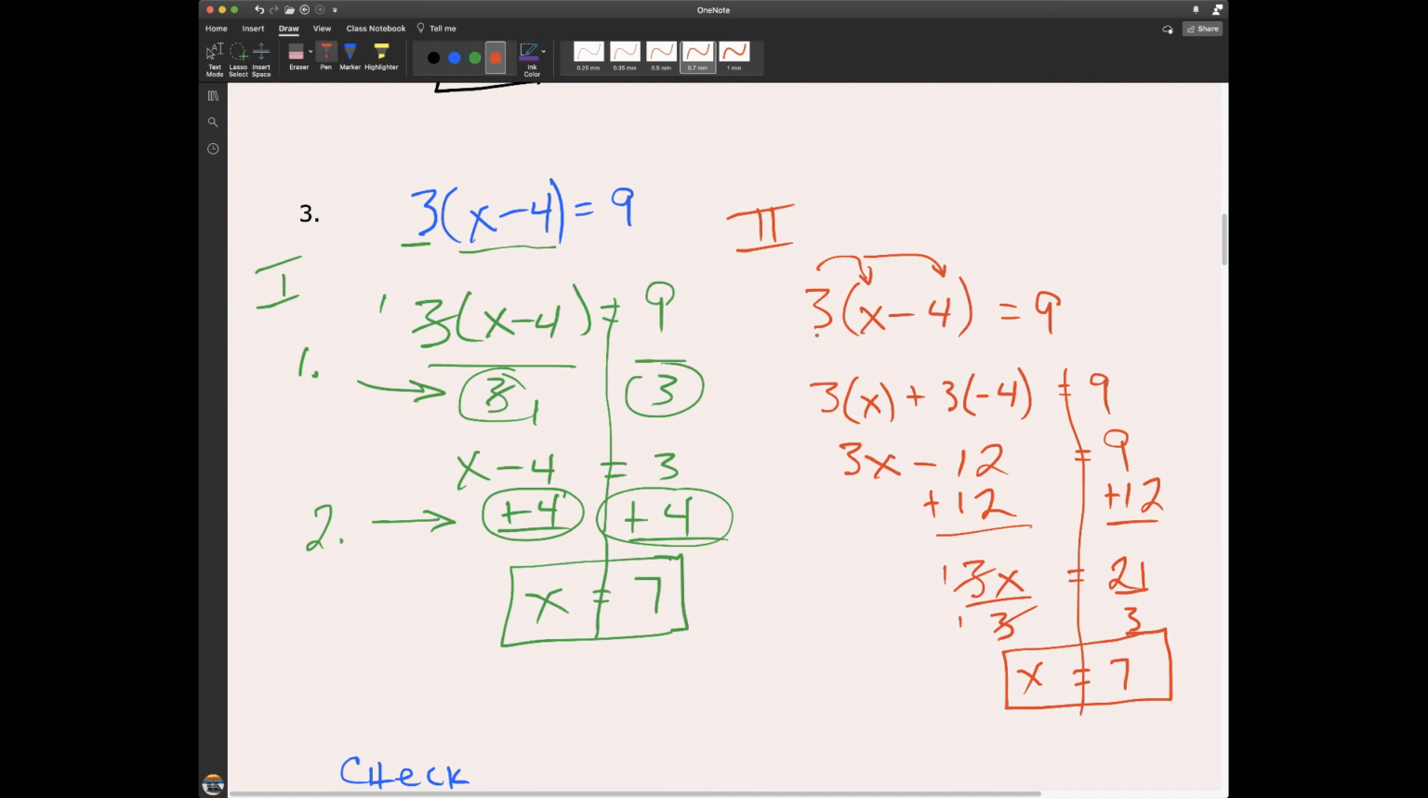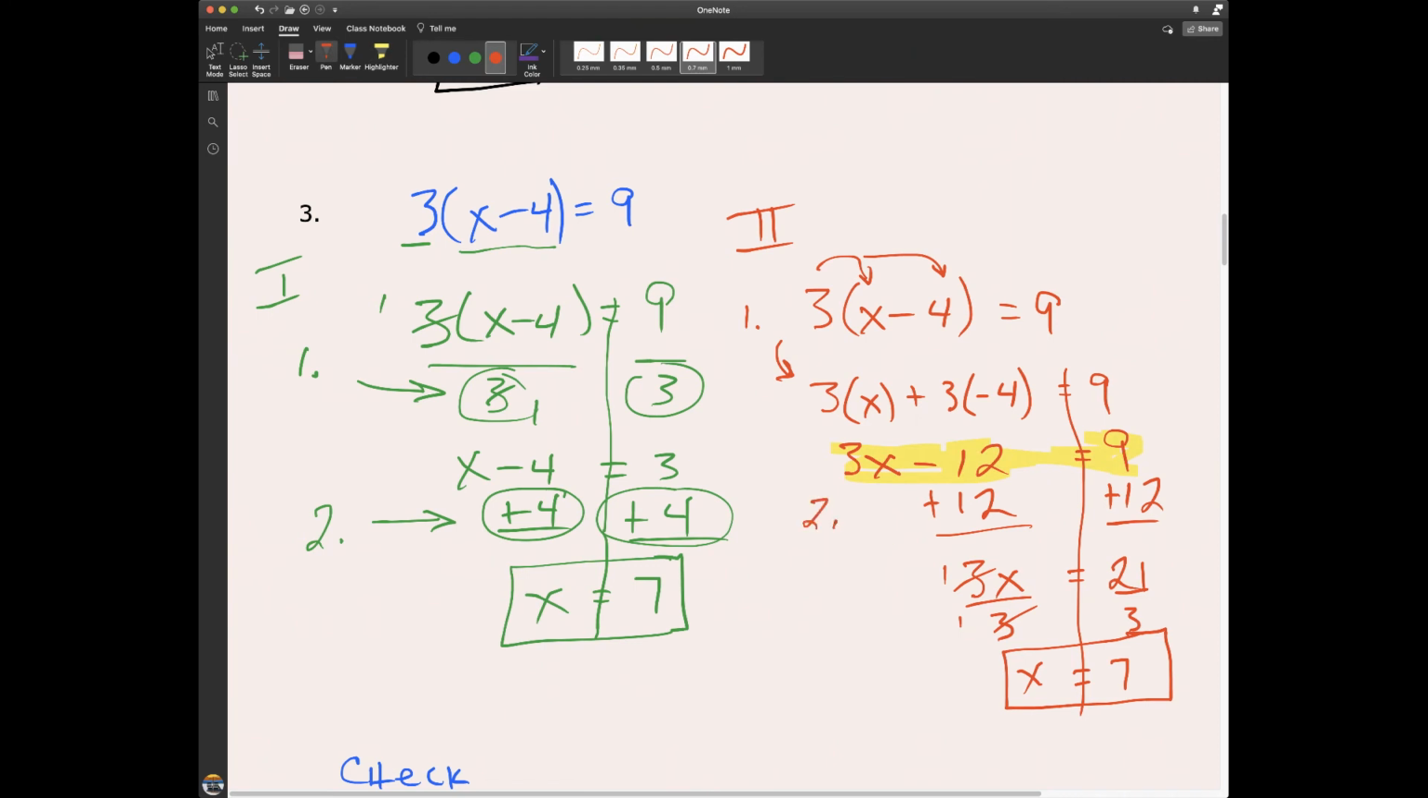The next way, the first step, is to use the distributive property. So I do that here: 3 times x plus, because it's positive, plus 3 times negative 4 equals 9. And then what I end up with here is a two-step equation. Let me highlight it. Here is my two-step equation right here. So then I follow those steps for the two-step equation.